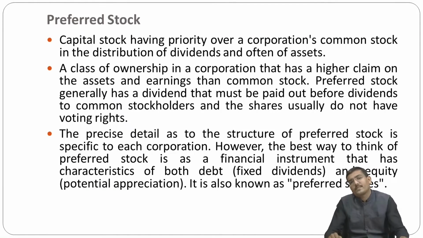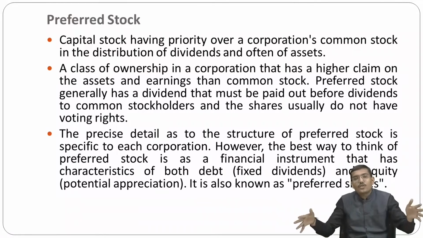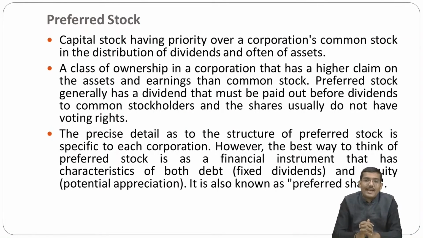The next topic, my dear friends, is preferred stock. Capital stock having a priority over a corporation's common stock in the distribution of dividends and assets. It is a class of ownership in a corporation that has a higher claim on the assets and earnings than common stock. Preferred stock generally has a dividend that must be paid out before the dividend to the common stockholders, and the shares usually do not have voting rights.